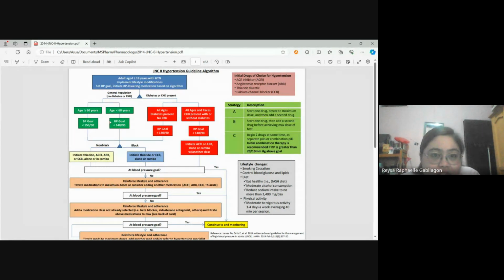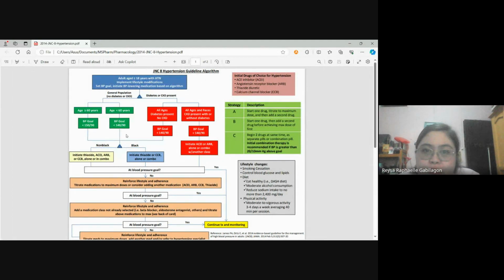Let's focus first on our general population. The blood pressure goal is dependent on the age of the patient. If the patient is more than or equal to 60 years old, ang BP goal natin is less than 150/90. Kung less than 60 years old, kung bata-bata pa yung ating patient, the goal is less than 140/90. Okay, so that's the first thing.